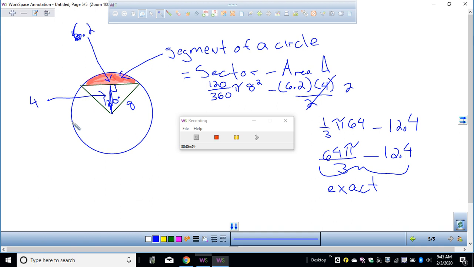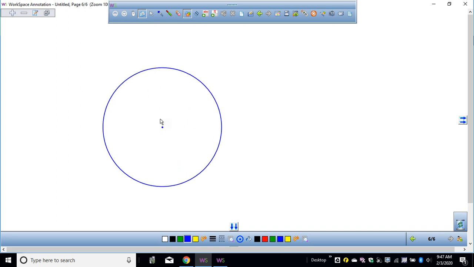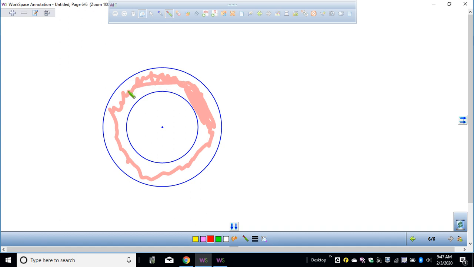The next thing we're going to talk about is called an annulus. An annulus is like a flat donut. So if I have a circle, and then I have another circle inside the circle, this ring around here, you get the idea, right?